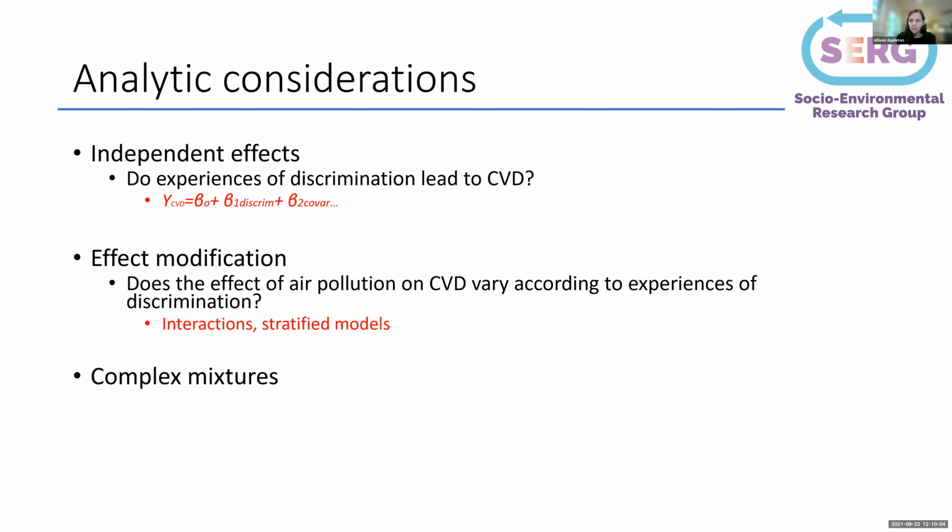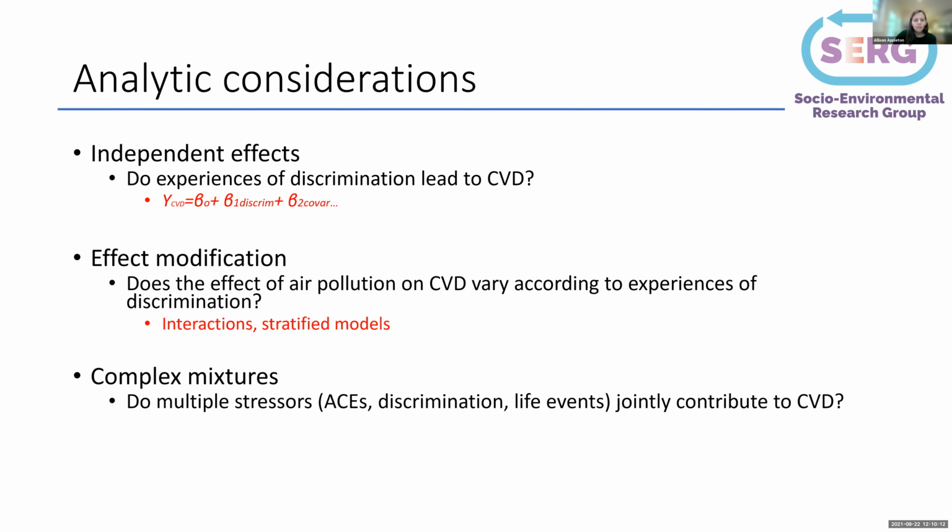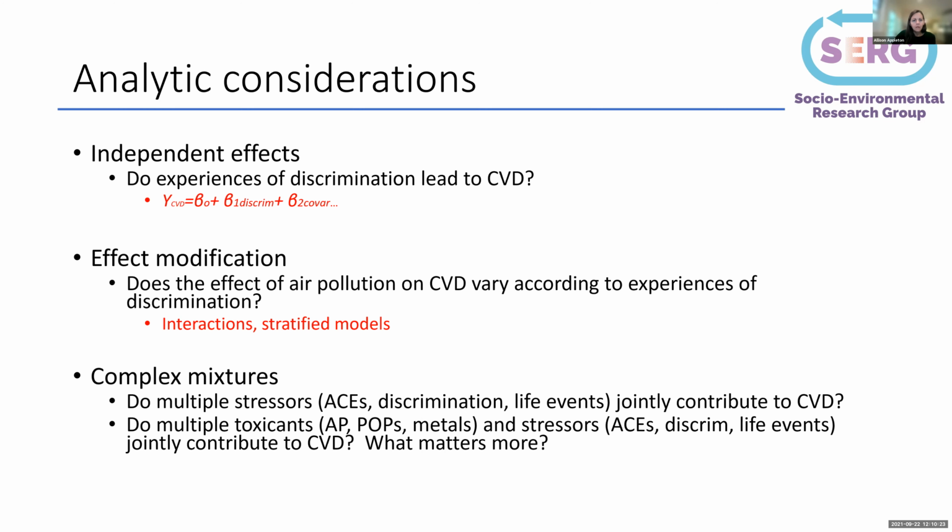Well, then the question is, what if you wanted to consider the joint contribution of multiple stressors or multiple toxicants simultaneously? So for example, if you wanted to think about, do multiple stressors like ACEs or discrimination or life events, do these jointly contribute to cardiovascular disease? Or if you wanted to think about, do multiple toxicants and stressors contribute jointly to CVD? A complex mixture model will enable you to do that.